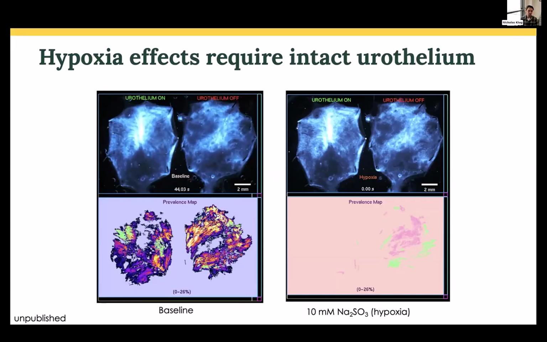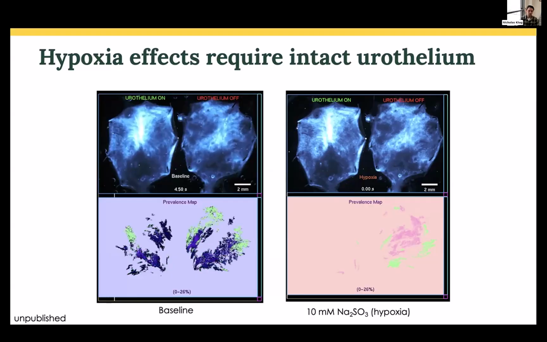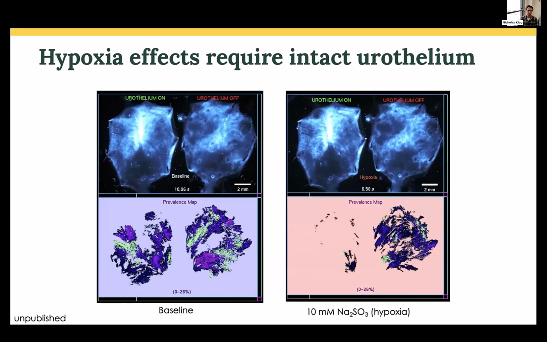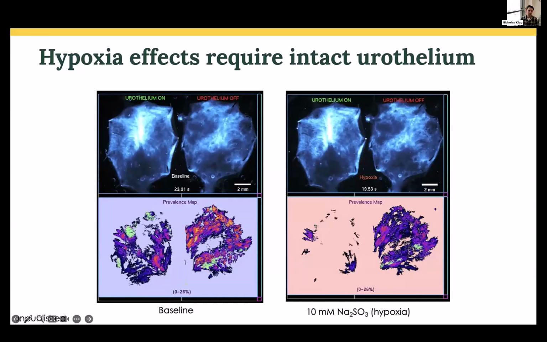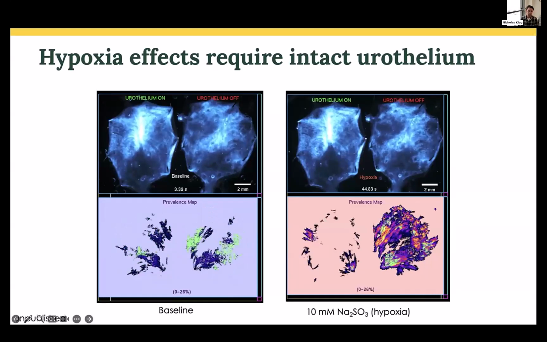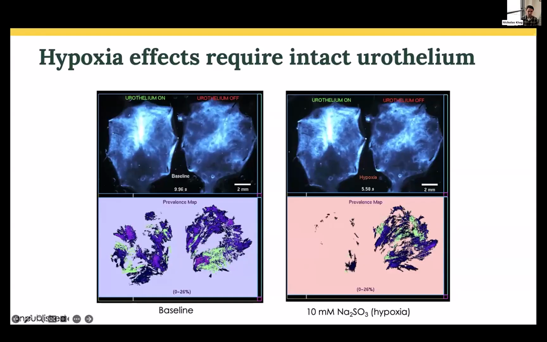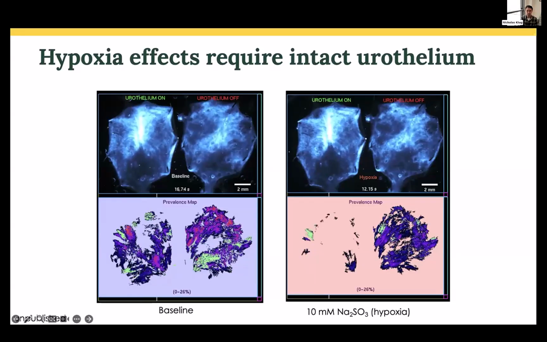And then when we expose the preparation to hypoxia, it looks like only the half that has urothelium intact is subject to the silencing effect of hypoxia, kind of indicating that the urothelium is either sensing it or needed to transduce this signal upon the smooth muscle cells in response to low oxygen conditions.